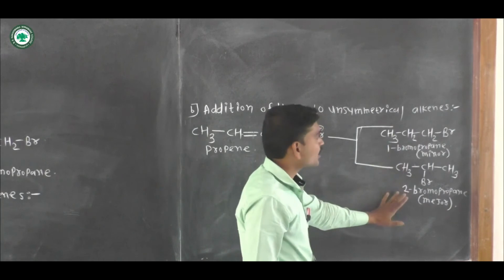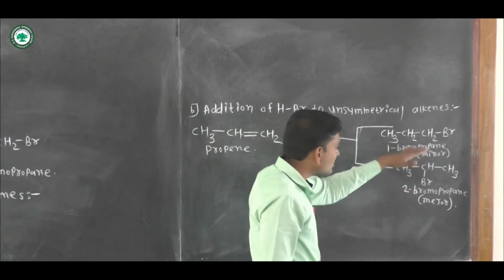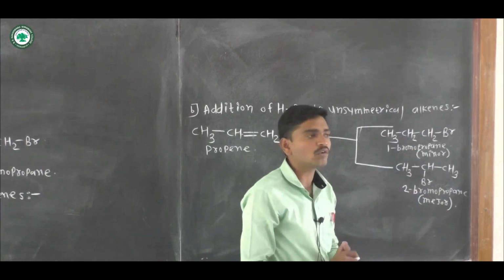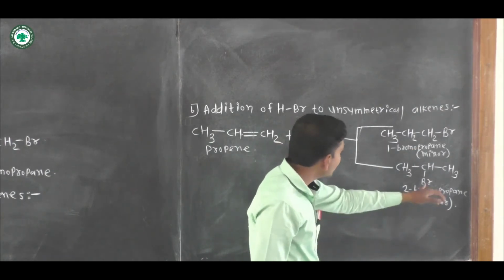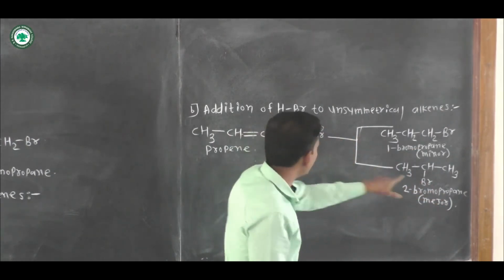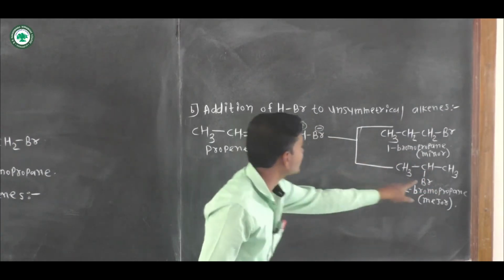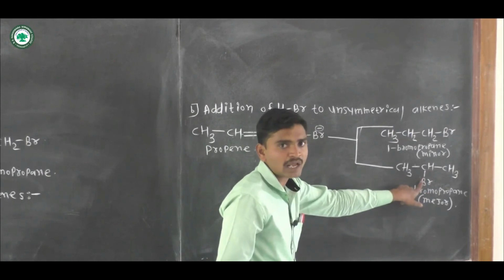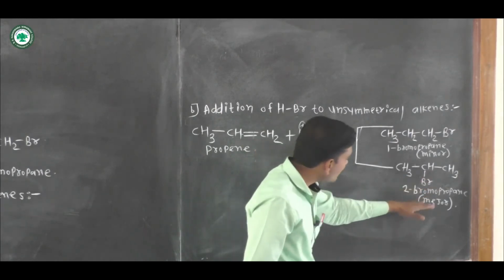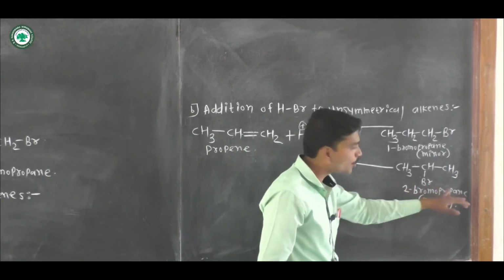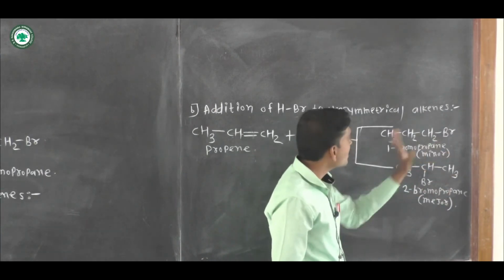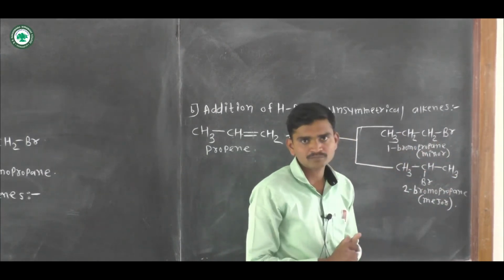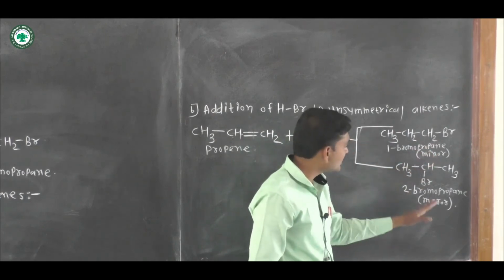Here two products are formed. First is the minor product and second is the major product. The major product is according to Markovnikov's rule: the negative part of the reagent gets attached to that carbon which has less number of hydrogen atoms. This is the major product, called 2-bromopropane, and this is the minor product, called 1-bromopropane.